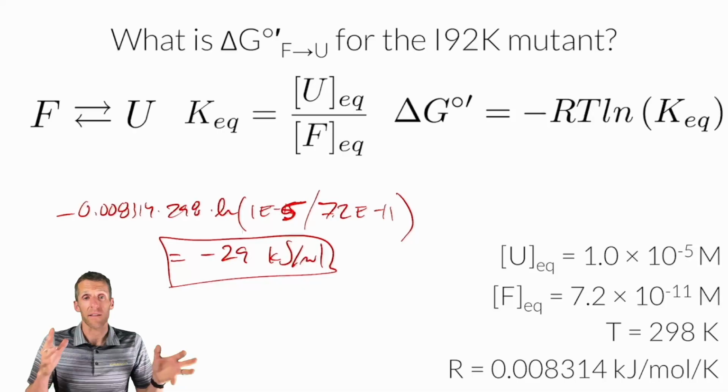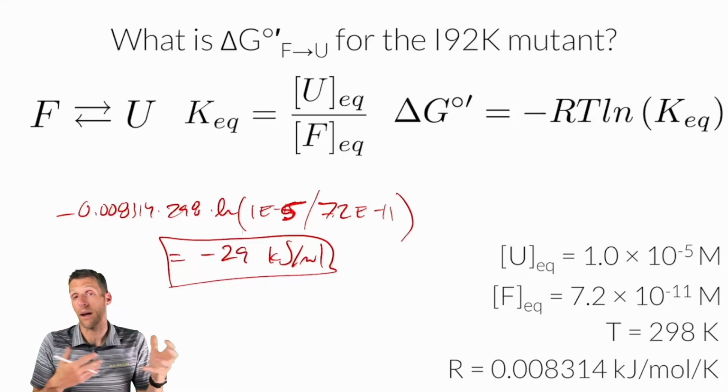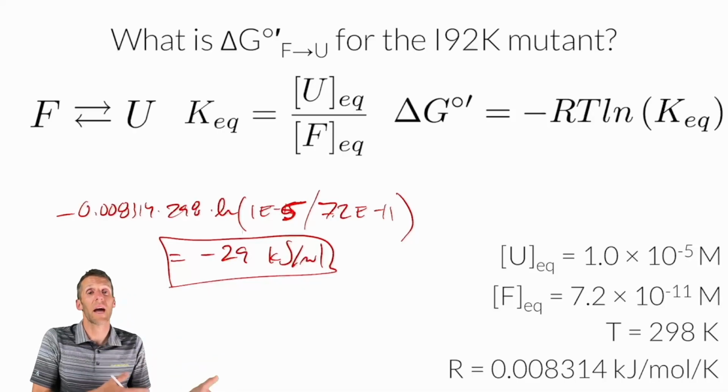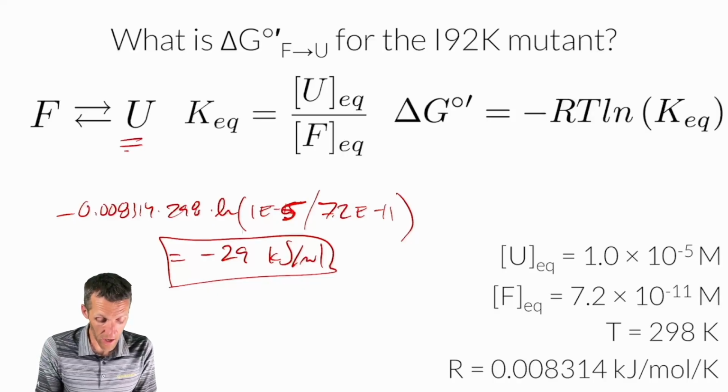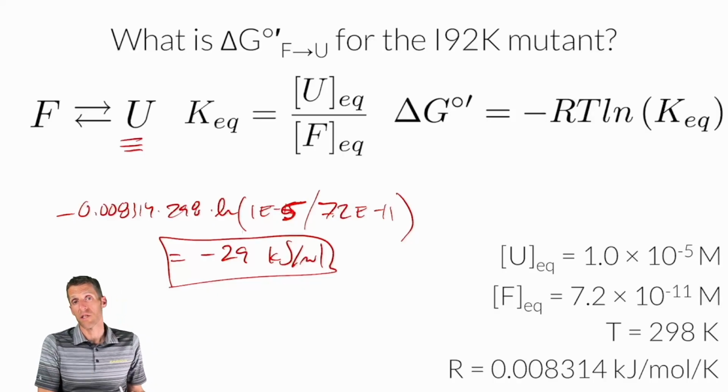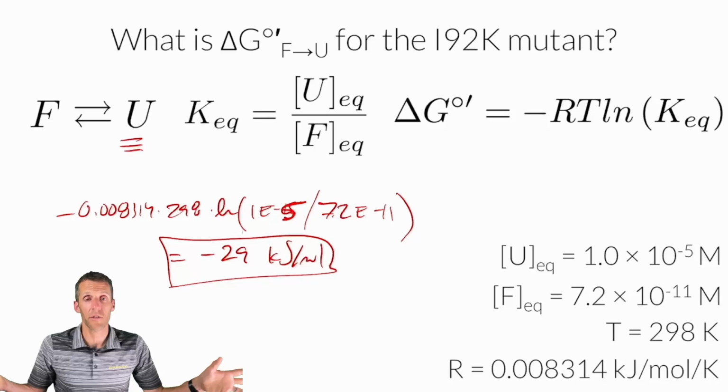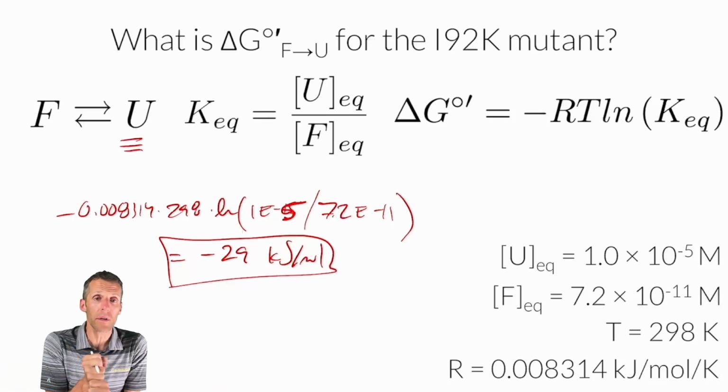So what is that saying? This is a delta G naught prime, so it's talking about the equilibrium state of the system. It is saying the equilibrium state favors the unfolded form, right? It's minus. So another way to think about a delta G naught prime is if you make everything 1 molar, and then you say, what's our free energy there?